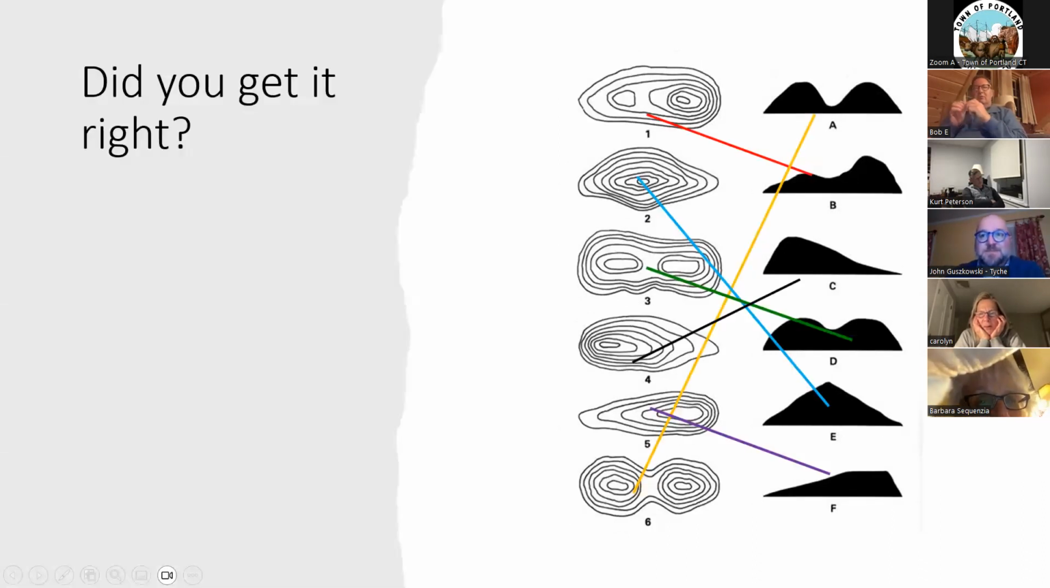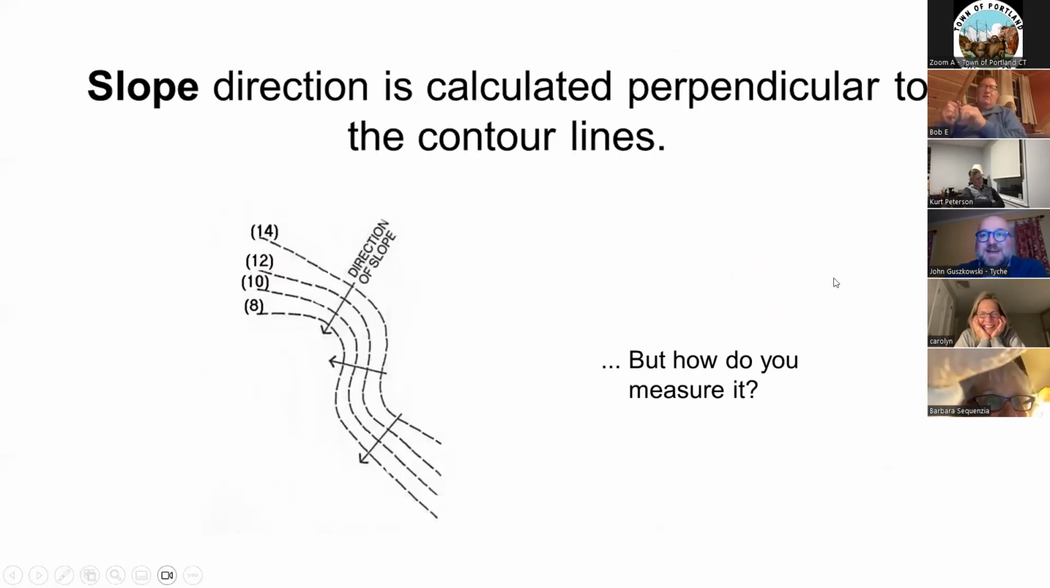You talk it through. It's good. Okay. So again, we calculate the slope direction perpendicular to contour lines from obviously high point to low point. The highest contour number to the lowest contour number.